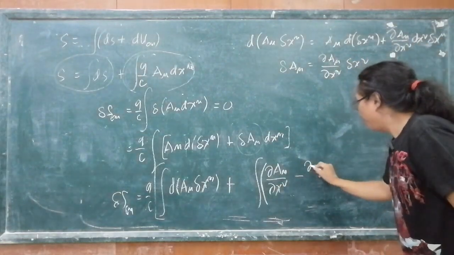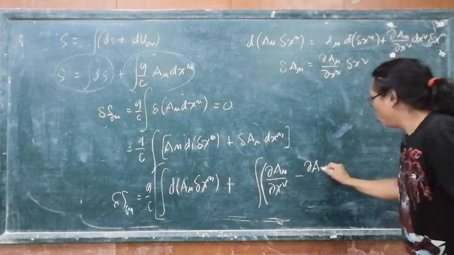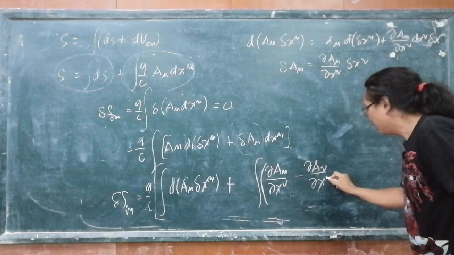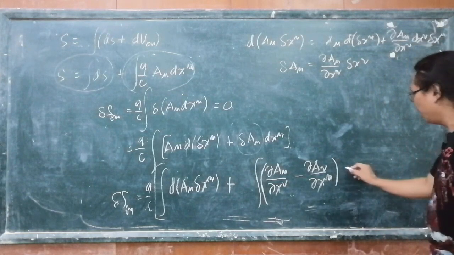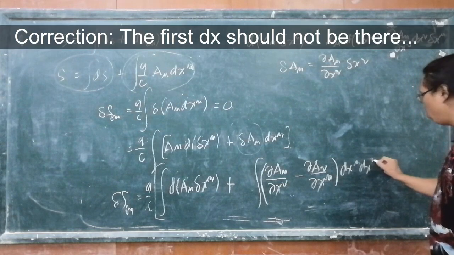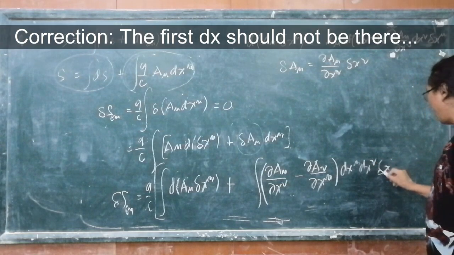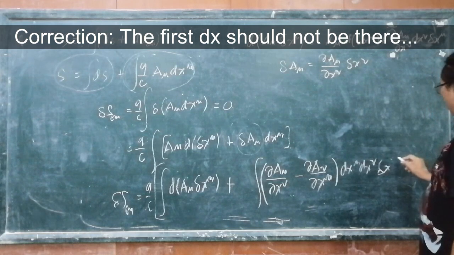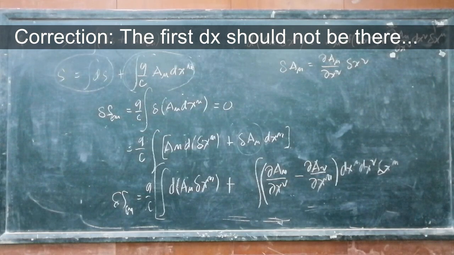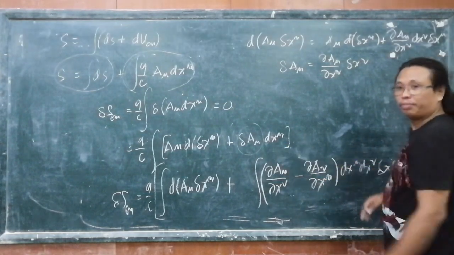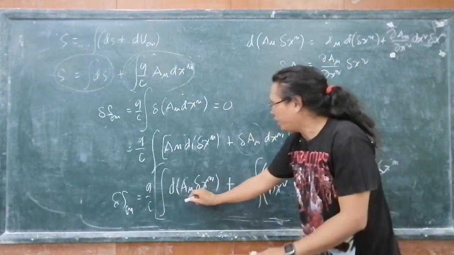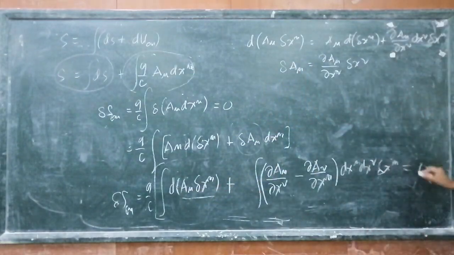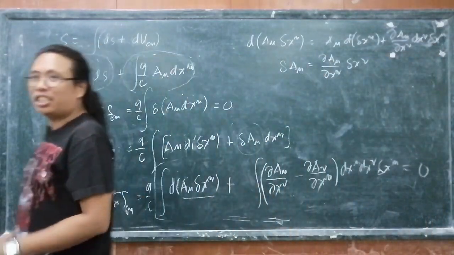So partial A_nu over partial x^mu, okay? And this would be what? dx^mu dx^nu delta x^mu. Delta x, yes, so that we can combine the two. Okay. Now, we know that when we integrate this, it is set to 0, right? Because the integral is actually stationary.